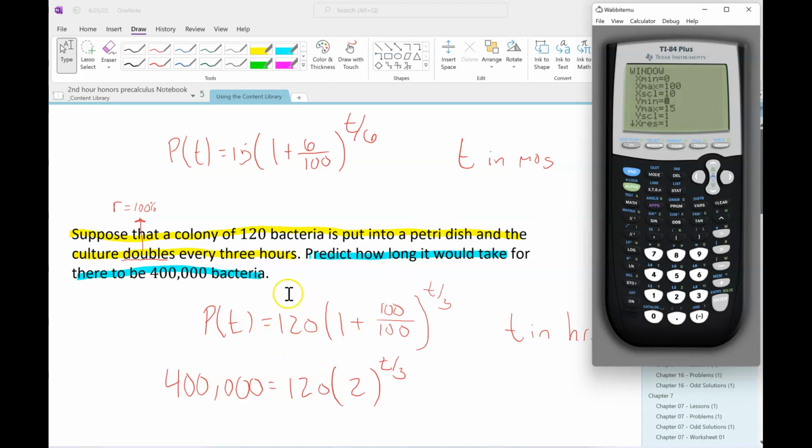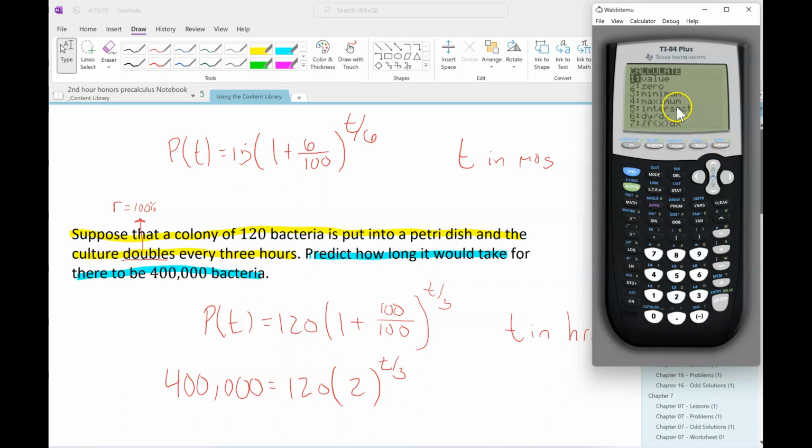My Y minimum was really 120, but I'm just going to leave it at 0. My Y max needs to be 400,000 or bigger. I'm going to make it 500,000, so that I can see the line really easily and it's not just the top of my window. And then I guess go by 100,000s. Okay, that looks good. Let's hit graph. There's my 400,000 line. Here's my population curve. Whoa, that happened faster than I thought. Doubling is super fast, guys.